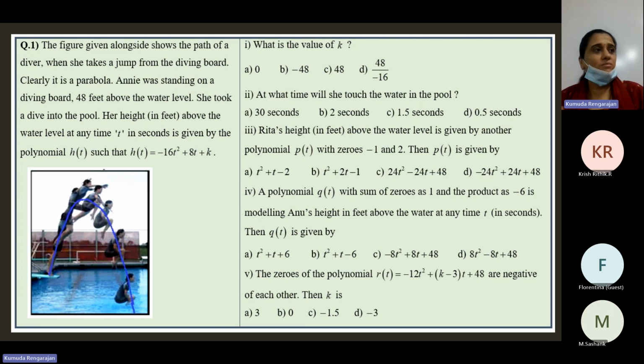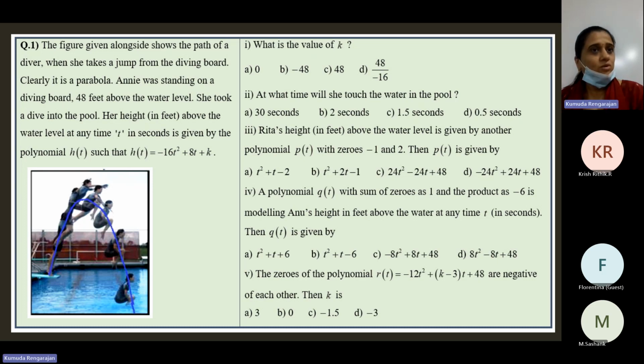See, here we are bringing the relation between time and height. That's all, only these two things. When time is 0 seconds, what is Annie's height from the surface of the water? 48 feet. How do we know that? Because the diving board is 48 feet above the surface of the water. These are the two quantities in relation here. Time 0 seconds, height 48 feet.